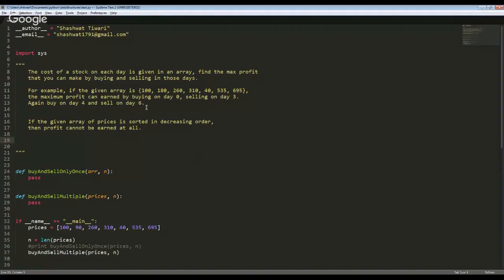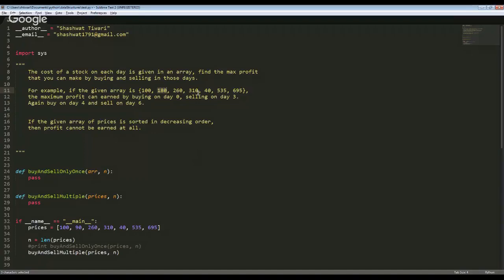So the question goes like this: you have been given an array which represents the value of stocks on respective days. Let's say you have been given an array like this. The value on the 0th day is rupees 100, and then on the first day it is 180, and so on, right?